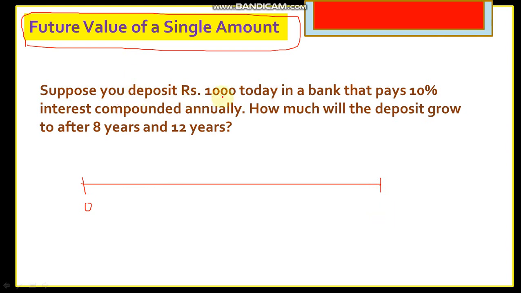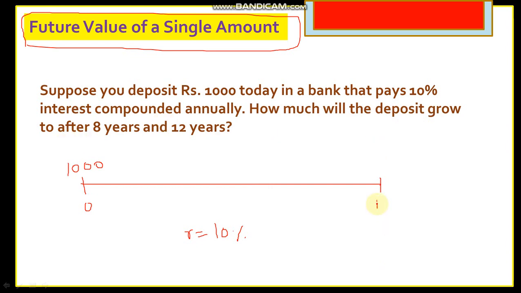So suppose you deposit 1000 rupees today. The moment you get this 1000 rupees today, that means 1000 rupees actually comes here, in a bank that pays you 10% interest compounded annually. So R, the interest rate, equals 10%, compounded annually. How much will the deposit grow after 8 years and 12 years?